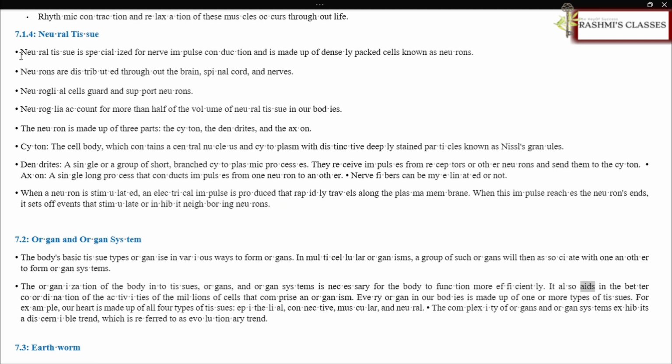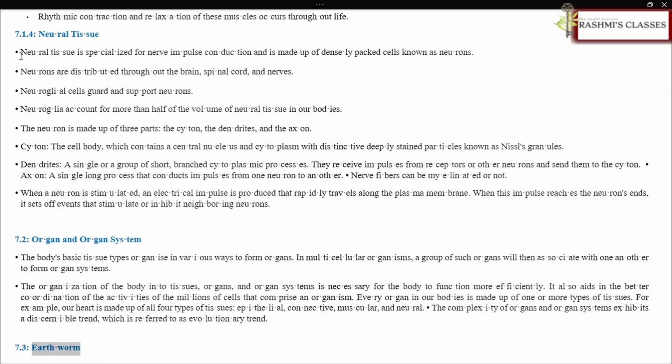It also aids in the better coordination of the activities of the millions of cells that comprise an organism. Every organ in our bodies is made up of one or more types of tissues. For example, our heart is made up of all four types of tissues: epithelial, connective, muscular, and neural. The complexity of organs and organ systems exhibits a discernible trend, which is referred to as evolutionary trend.